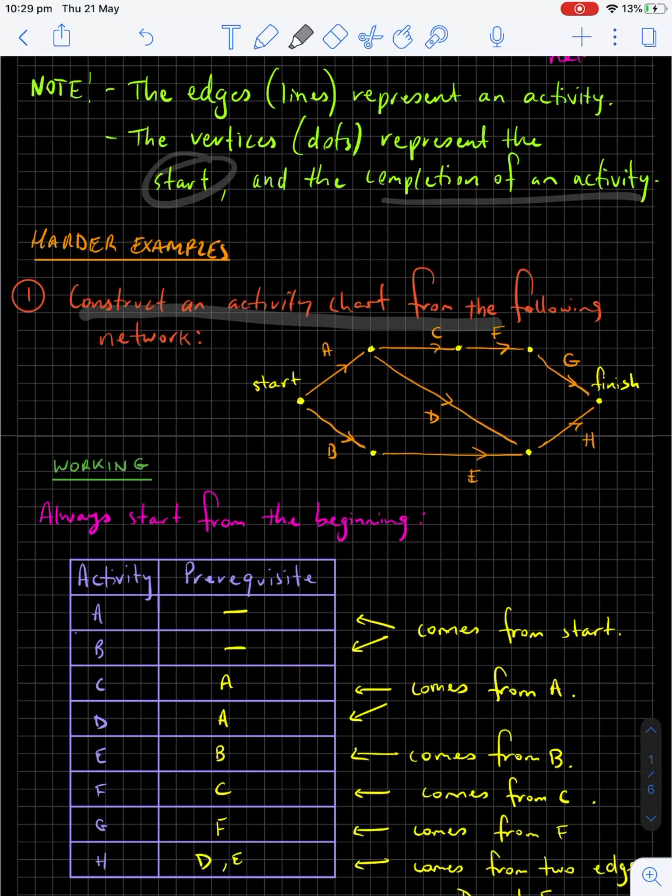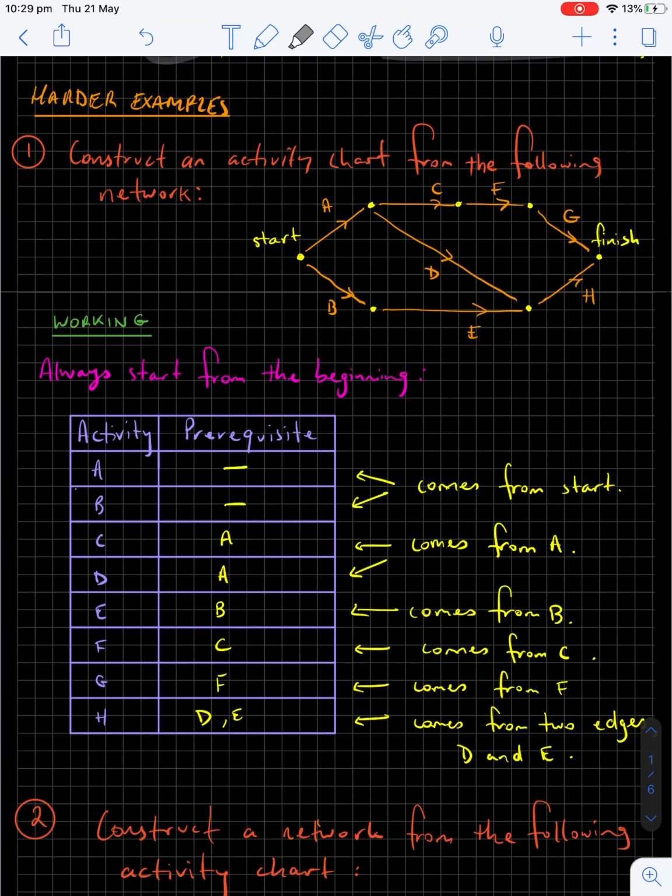So construct an activity chart from the following network. So they've given you the network. Can you go back to the activity chart? So we look at this and we think to ourselves, well, at the starting position, you can either choose to go this way or this way. You can do A or B first. So that means A and B have no prerequisites. So we're going to have dashes for both A and B.